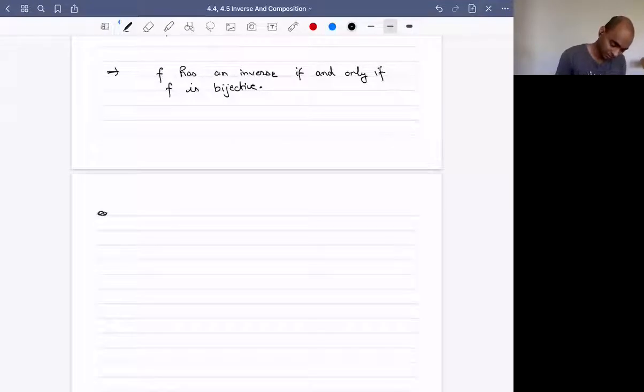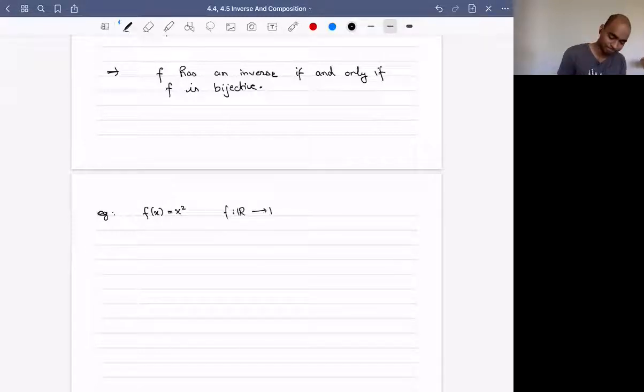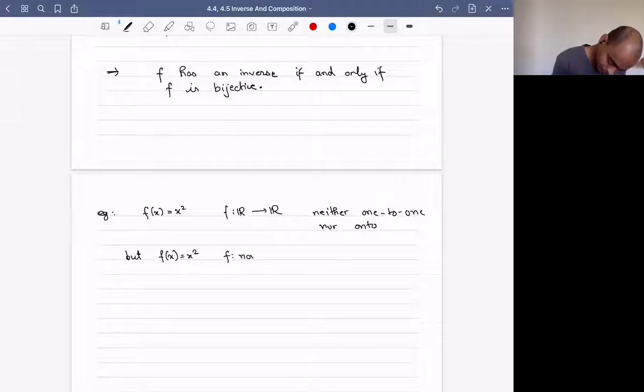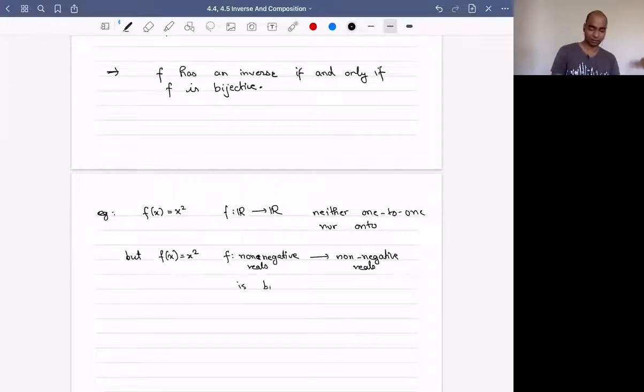And this is the first example of inverse you usually see in calculus. So you have f of x equals x squared. Now this function, if I take it from R to R, is neither 1 to 1 nor onto. We saw this. But I can shrink the domain and the target and make it bijective. So I define it from non-negative reals to non-negative reals. And now this is bijective, and so it has an inverse.